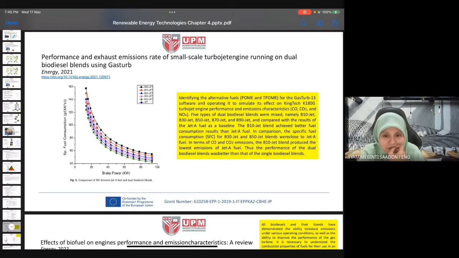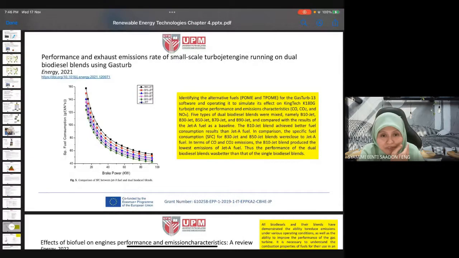Okay, the green one, especially compared to the conventional type of fuel, which is the Jet A. Jet A in dark blue. Okay, the green one is the only one in terms of specific fuel consumption able to reduce the SFC compared to the conventional. However, the B30 and the B50 jet blends were still close to Jet A.